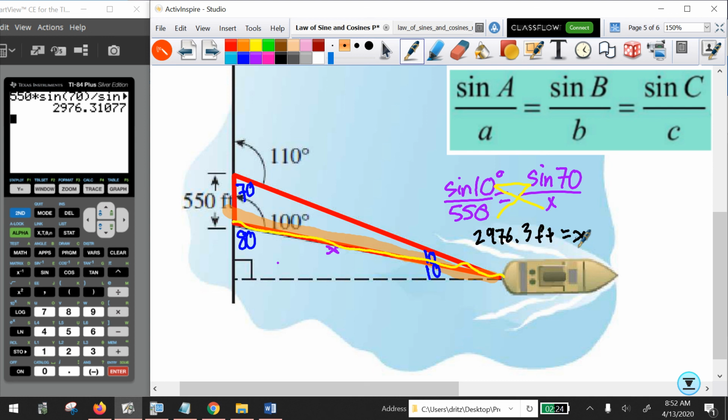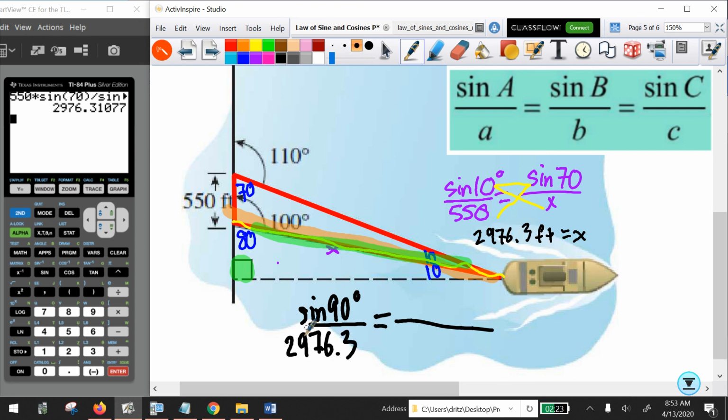So now we're going to focus on the bottom triangle, and we're going to use the law of sines again to determine that dotted line length. We have a known angle-side pair now because we know this angle is 90, and we know the opposing side length is 2,976.3. So I'm going to set up my proportion with that known information. Sine of 90 degrees over 2,976.3 feet is proportional to sine of 80 degrees.